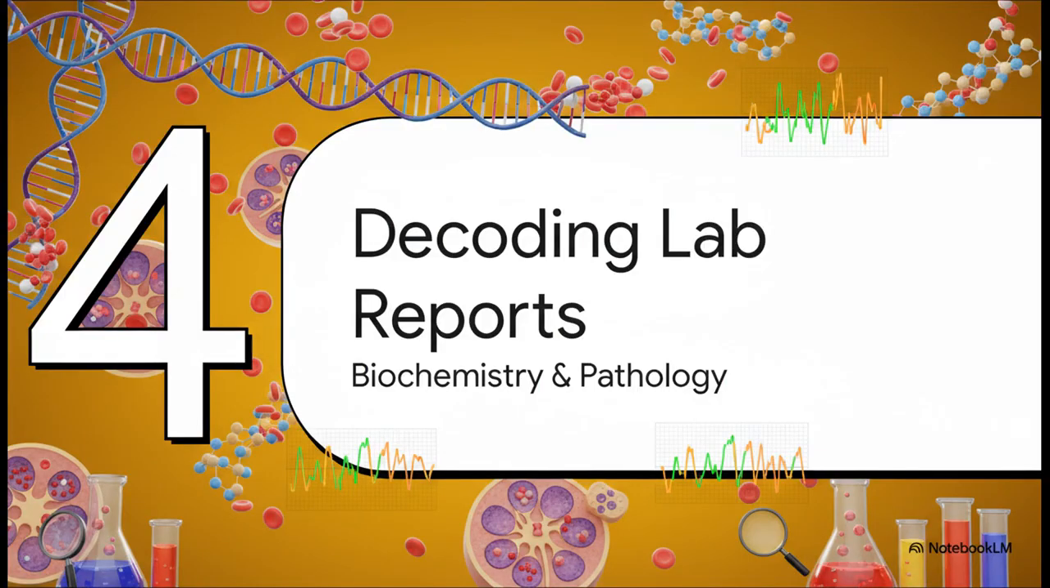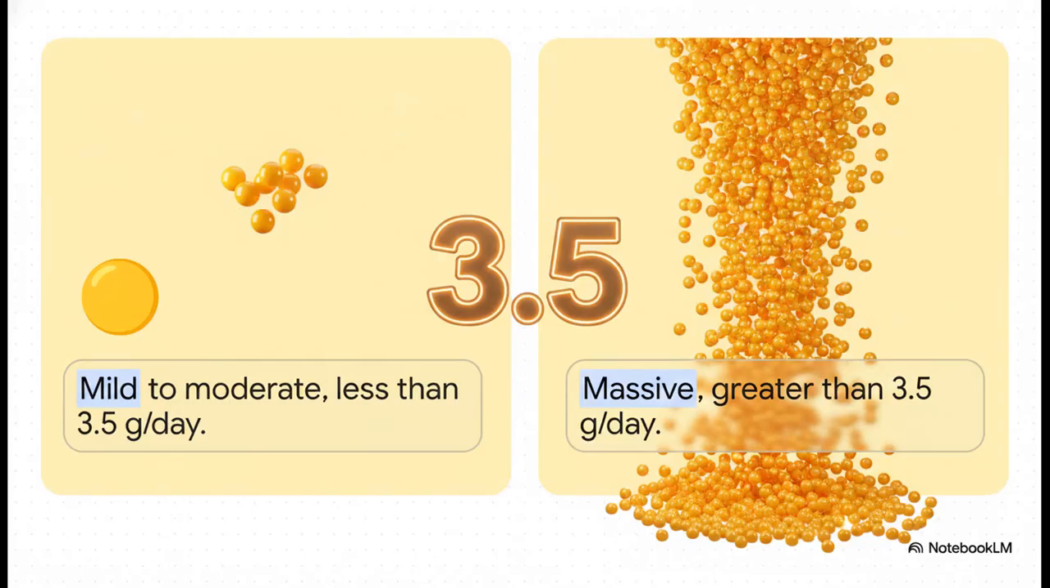Okay, let's step away from the ward and walk down to the pathology lab. Section 4, decoding the lab reports. This is where we look at the hard numbers to confirm our bedside suspicions. Pay very, very close attention to this specific number because I promise you it is guaranteed to be on your exams. Proteinuria. The nephritic patient has mild to moderate protein in their urine.